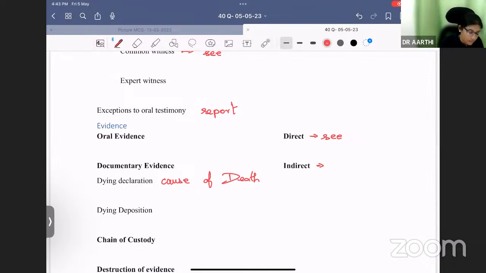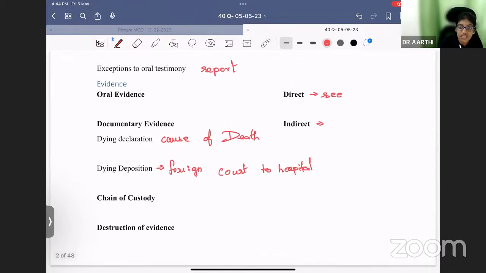Yes? Okay. And the dying deposition is done outside India, not in India. In a foreign country, what do they do? They bring the court to the hospital. In the hospital, the lawyers, the defense lawyer, everyone will come to the court. They will take an oath. They will ask questions of each other. Okay, so that is the dying deposition.